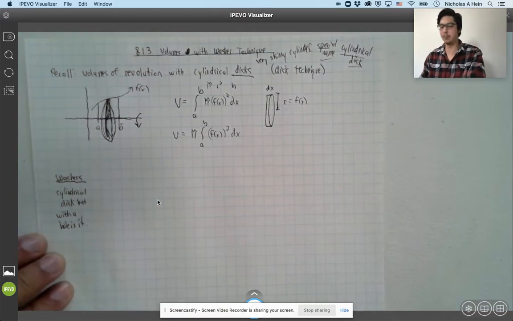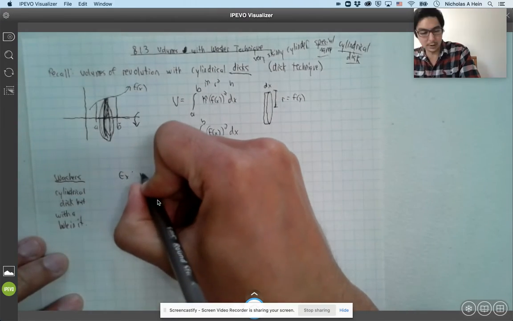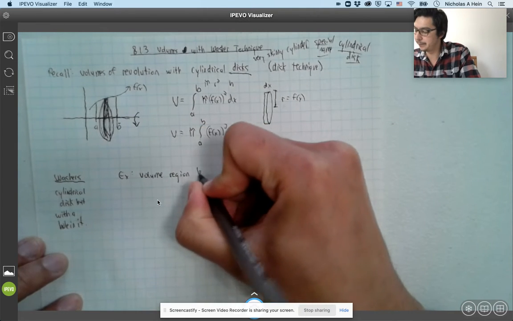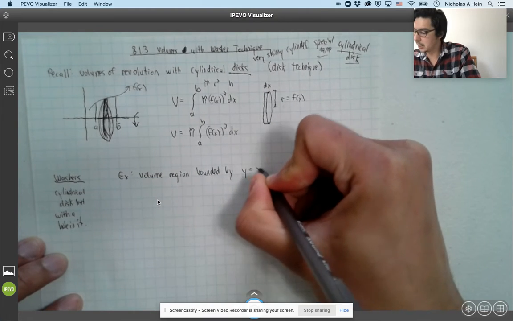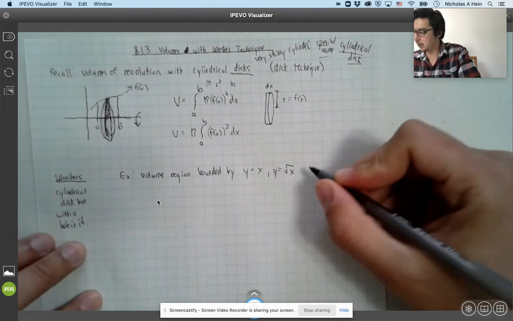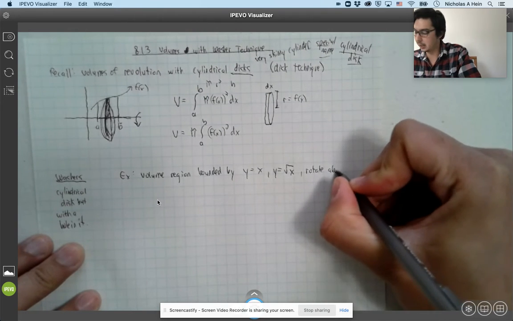Now, let's see a problem where it arises. So let's say, as an example, let's find the volume of the region bounded by y equals x, y equals root x, and we're going to rotate about the x-axis.